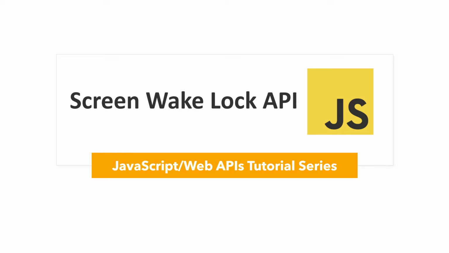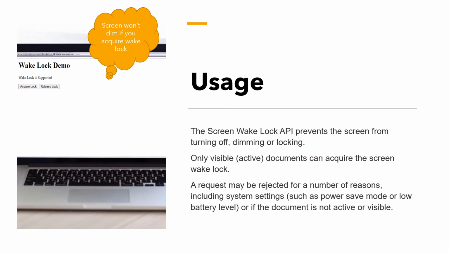In this tutorial, we will talk about Screen Wake Lock API. Let's talk about Screen Wake Lock API. So the Screen Wake Lock API prevents the screen from turning off, dimming, or locking.